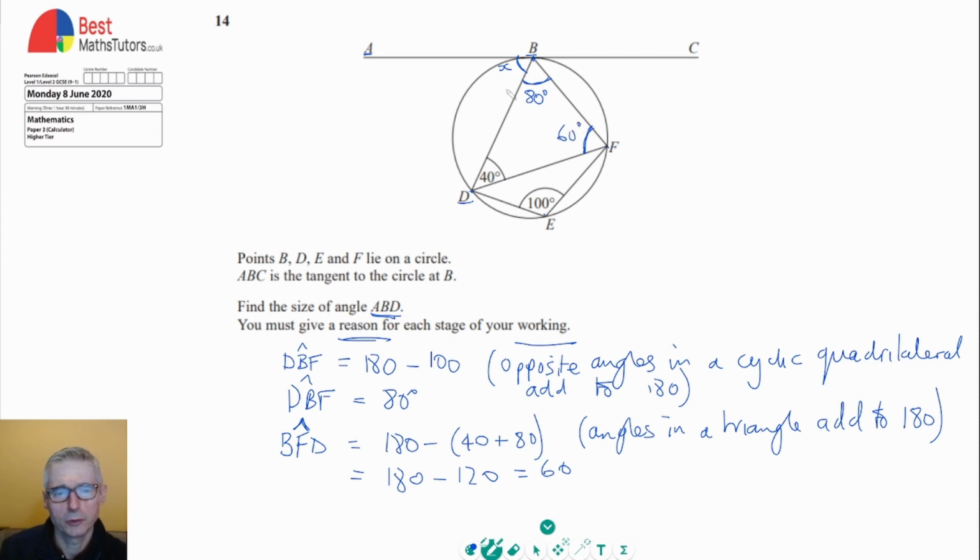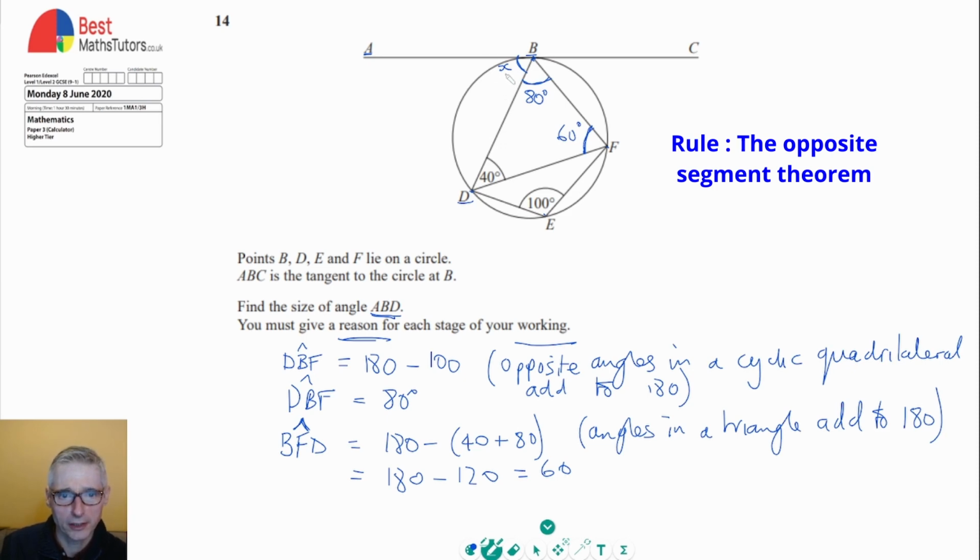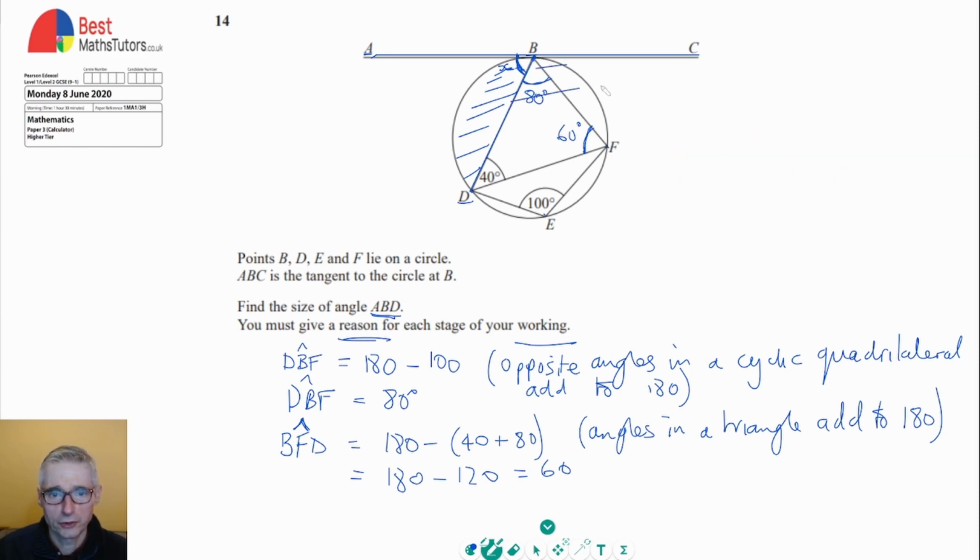And then finally, we're actually nearly there now, because there is a rule called the opposite segment theorem, which means that if we have an angle between the tangent and the base of this triangle here, so I'll just indicate that. So here's the tangent and here's the base of our triangle. The angle there is considered to be in one segment of the circle, so that's the segment I've just shaded in, and then the other angle here is considered to be in the other segment of the circle.